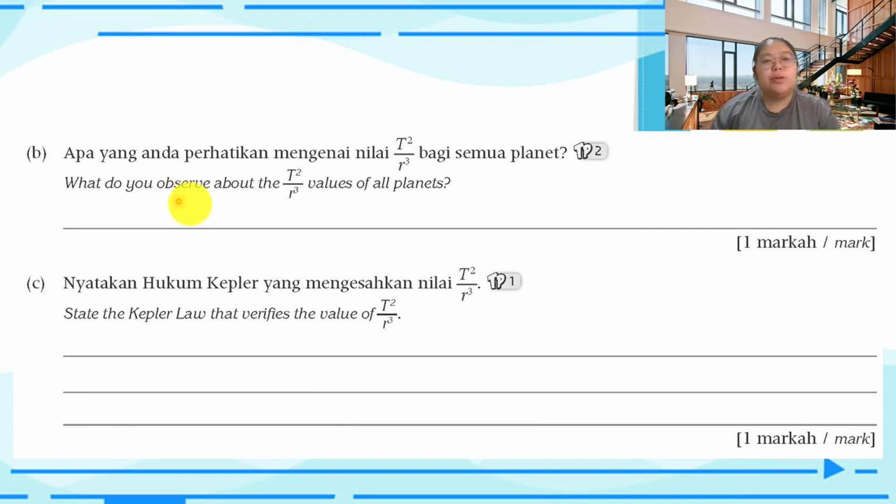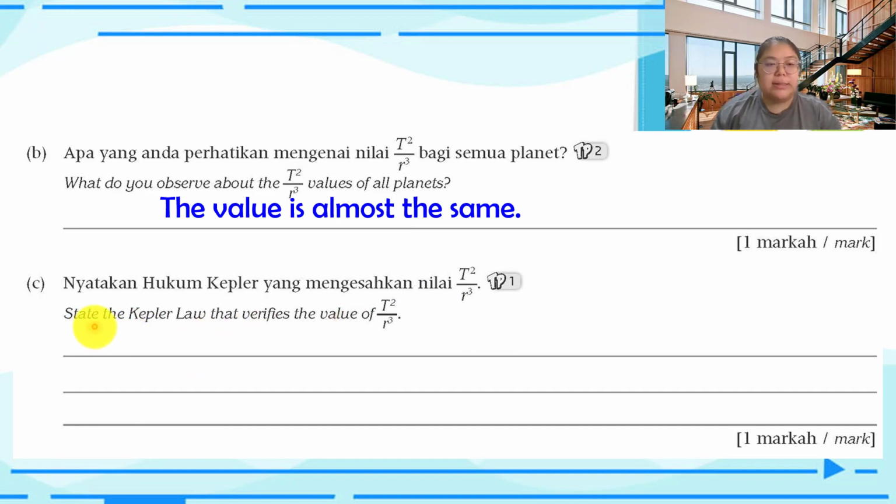Okay, so what do you observe about the T square over R cube value for all the planets? We find it almost the same. So the value is almost the same. So they follow the Kepler law that verifies the value of the T square and R cube. So from here we can prove it. We can do the calculation already. So we need to state the Kepler law. Did they verify this value or not? So from here we find it.